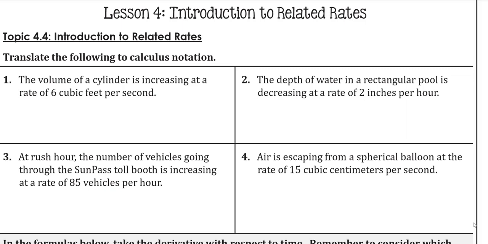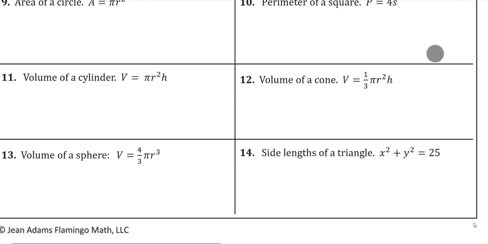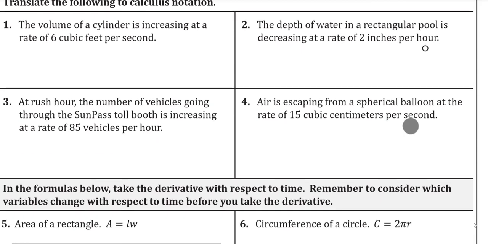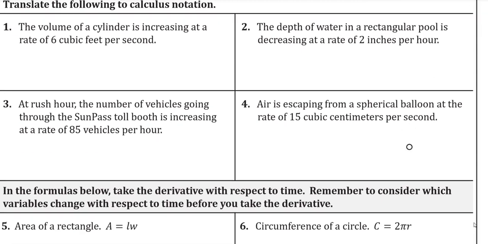So we're going to start by taking some things that we've always talked about and putting them in terms of calculus notation. So I'm going to do a couple with you, and then I'll have you guys do a couple, and same with writing the formulas and taking the derivatives with respect to time, which is the next part here in 5 through 14. So doing numbers 1 and 2, we're supposed to take the volume of a cylinder is increasing at a rate of 6 cubic feet per second and put that into calculus notation.